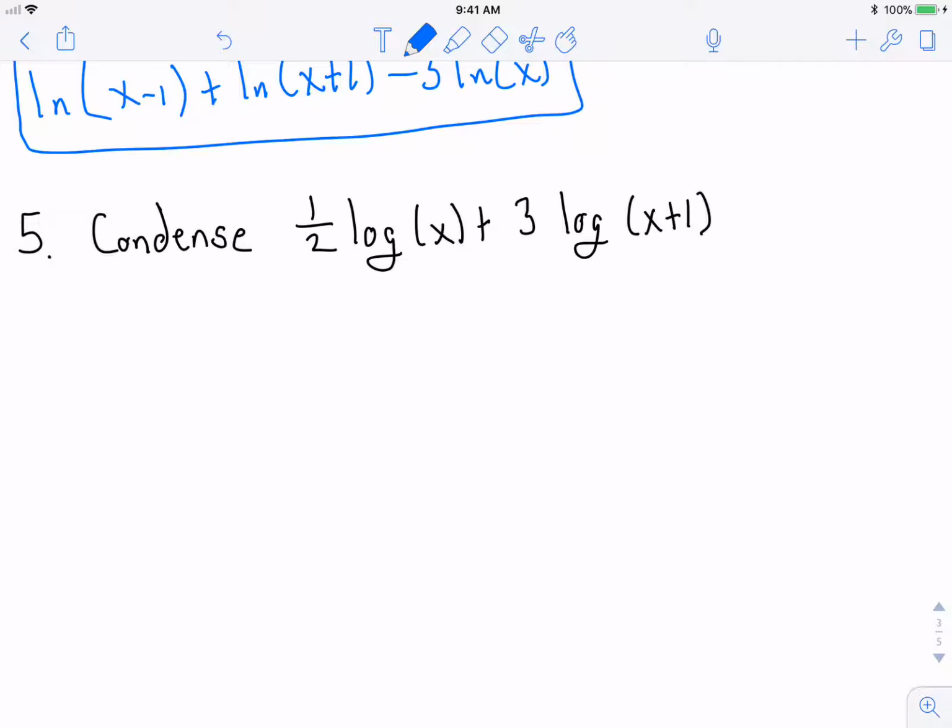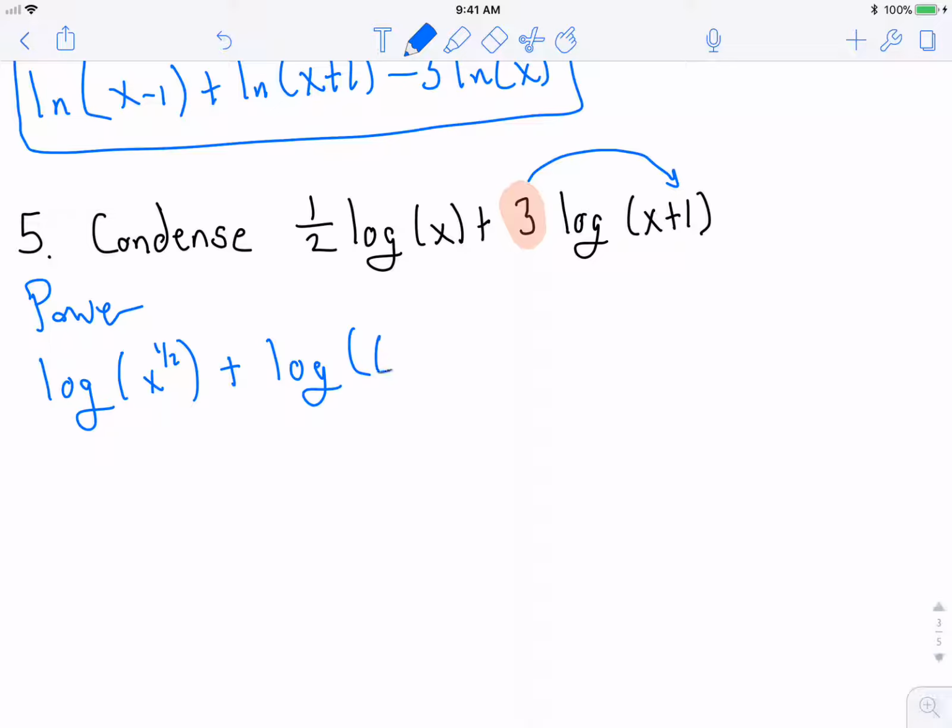And as we condense, we need to start with the power property and then move on to product and quotient. So power. We're going to take the 1/2 inside the first log and the 3 inside the second. So this becomes log, remember if there's no number it's base 10, of x to the 1/2 power, plus, now this 3 is going to move inside, and the whole part inside the parentheses gets cubed. So log of x plus 1 cubed.